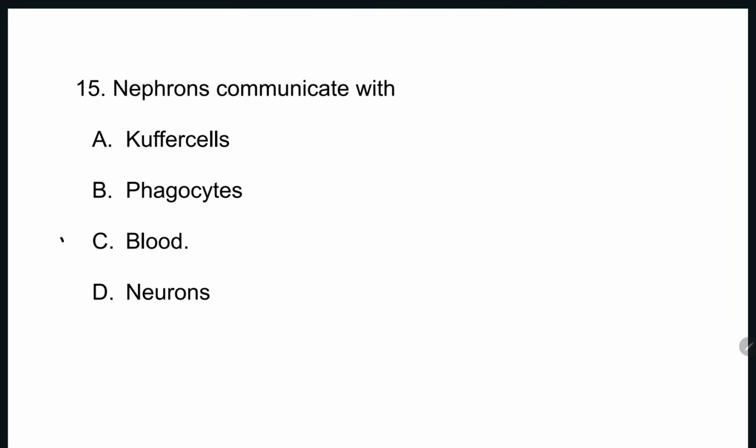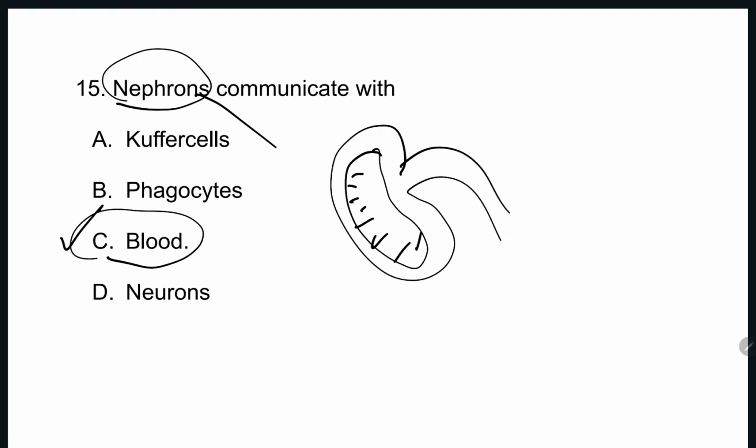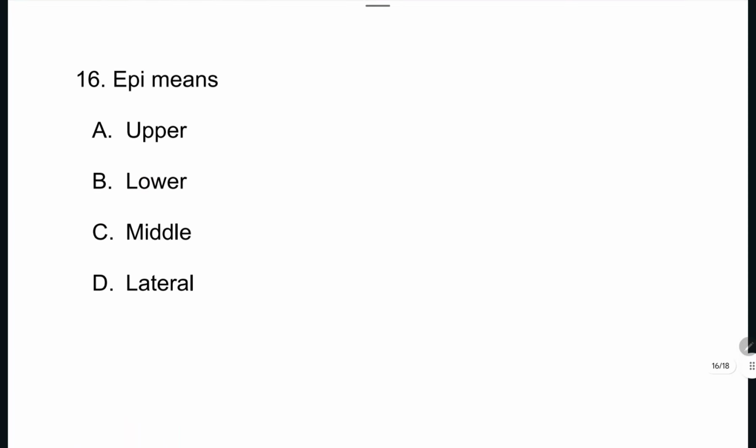So the right one is option C, blood, because the nephrons are present in the kidney. Here we can see the nephrons. What is the function of nephrons? It is filtration of the blood. So it directly communicates with the blood. Option C is the right answer.